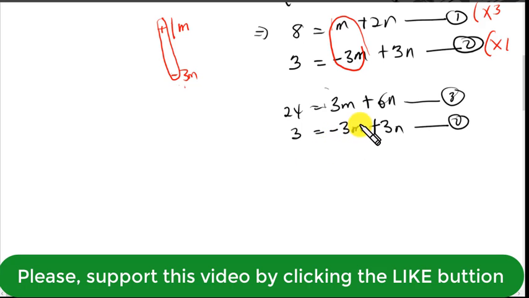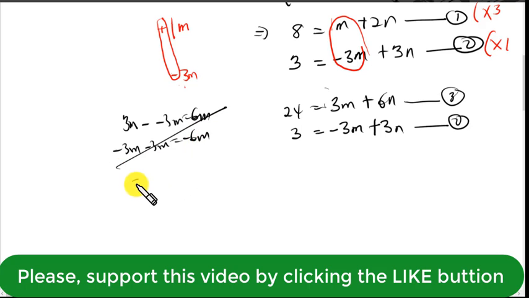I ask myself, how can I make sure that m goes to 0? If I subtract 3m from negative 3m, I don't get 0. Check it and see. 3m minus negative 3m gives me 6m. Or if I subtract 3m from negative 3m, I get negative 6m. The only way I will get 0 here is when I add 3m to negative 3m.